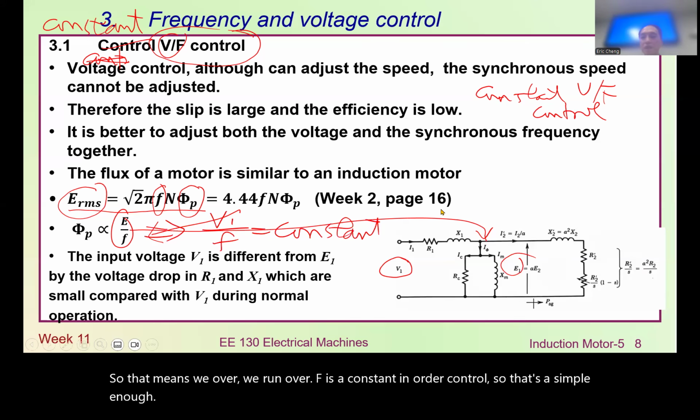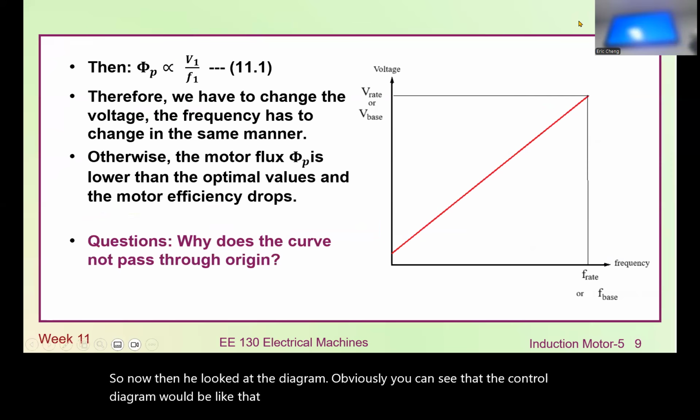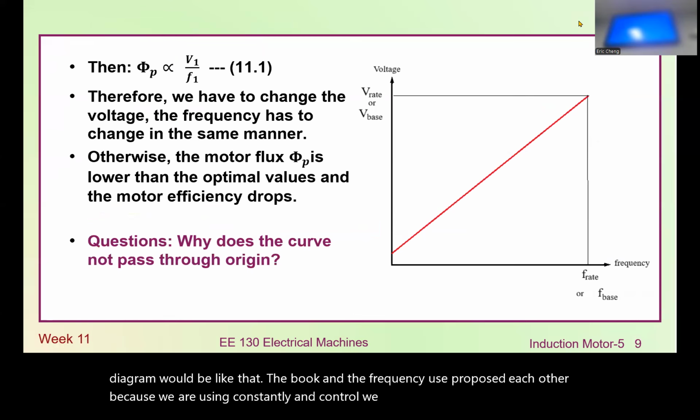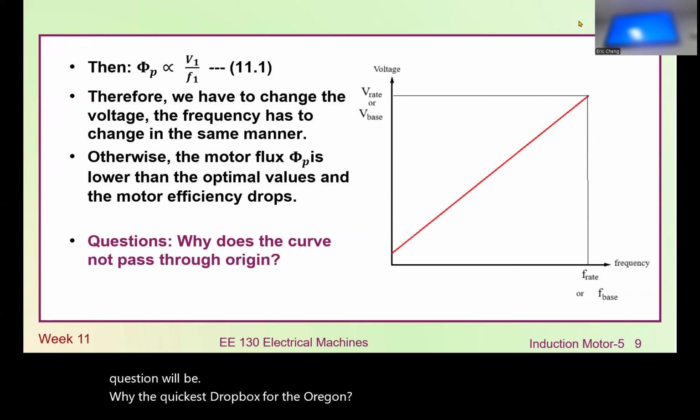Now if you look at the diagram, obviously you can see that the control diagram will be like that. The voltage and the frequency are proportional to each other because we are using constant V/F control. We can draw a straight line, but the question is why the line does not pass through the origin. Why is that? It's proportional, right? Why does it not pass through the origin?